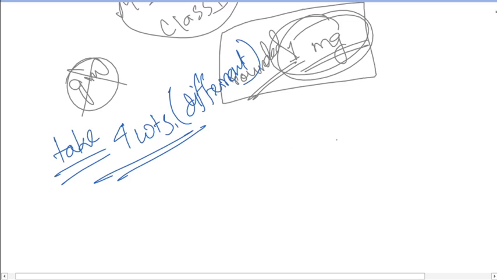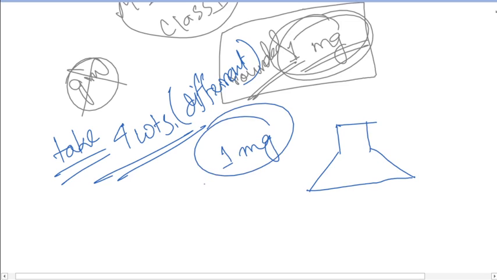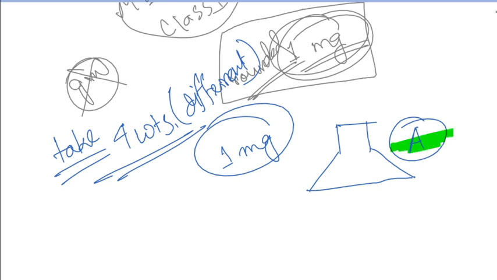Then we will be weighing that particular picnometer. After it is thoroughly cleaned and dried, we will weigh it up to 1 milligram precision, as I have said earlier. So the empty, dry picnometer's weight will be designated as A. Then we will be filling it up.